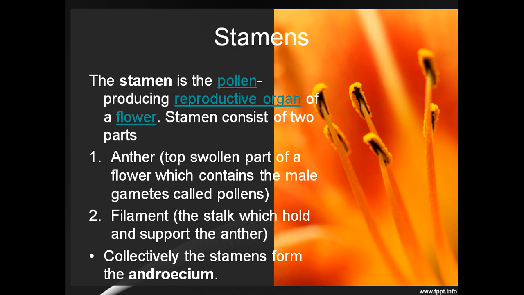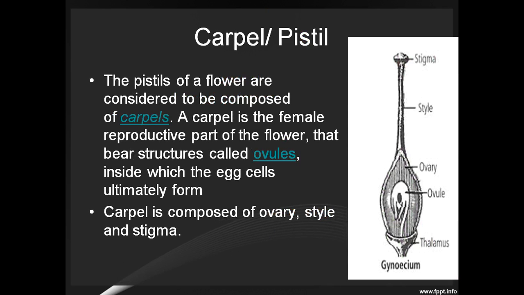Stamens, which is the reproductive part of the flower. The stamen is the pollen producing reproductive organ of a flower. Stamen consists of two parts. The top swollen part, which contains the male gametes, is called the anther, and the stalk which holds the anther is known as the filament, which provides support to the anther. Collectively, stamens are called androecium.